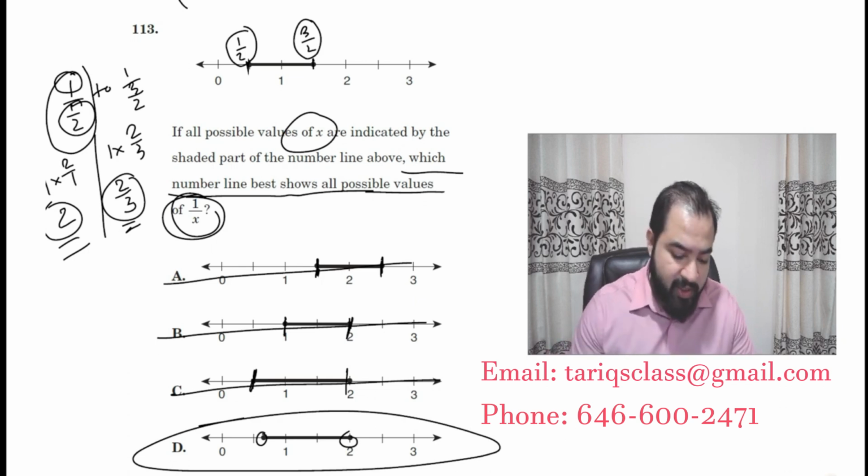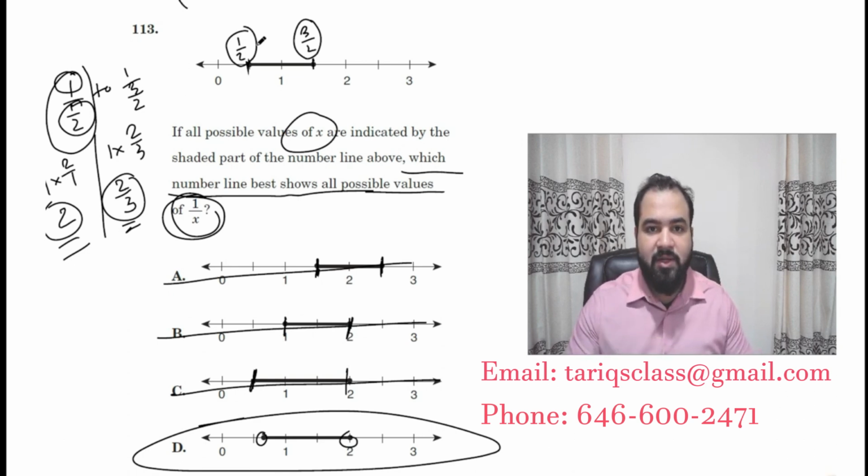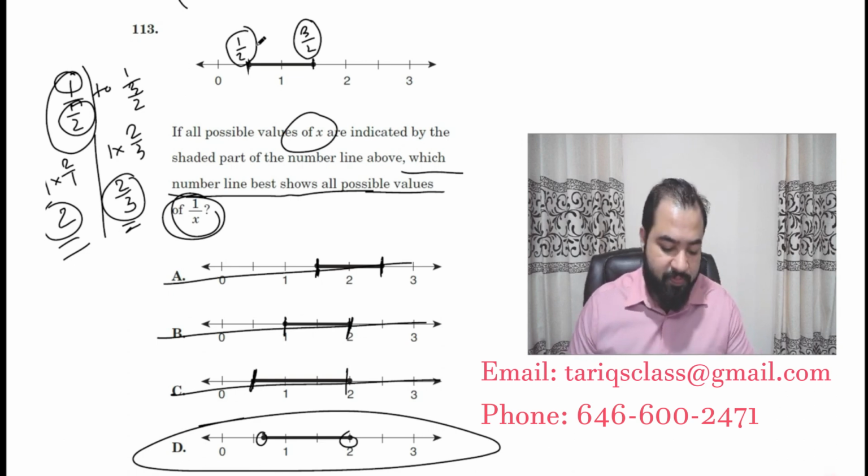So you probably understood that x is from half to 3 over 2, but 1 over x means it will be the reciprocal of it. So half will become 2, and 3 over 2 will become 2 over 3.